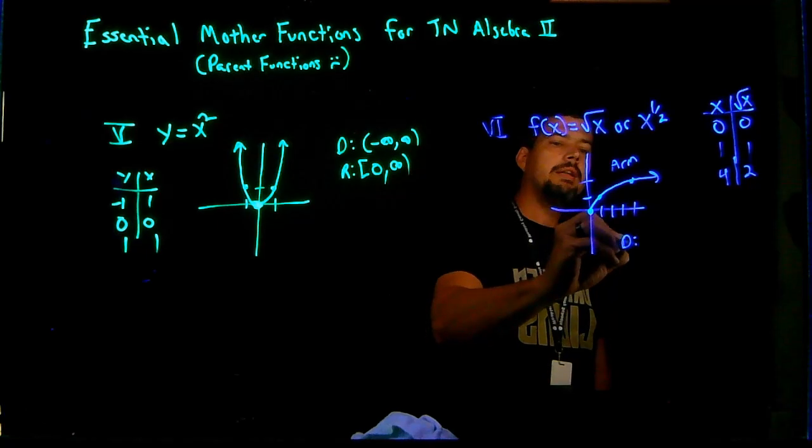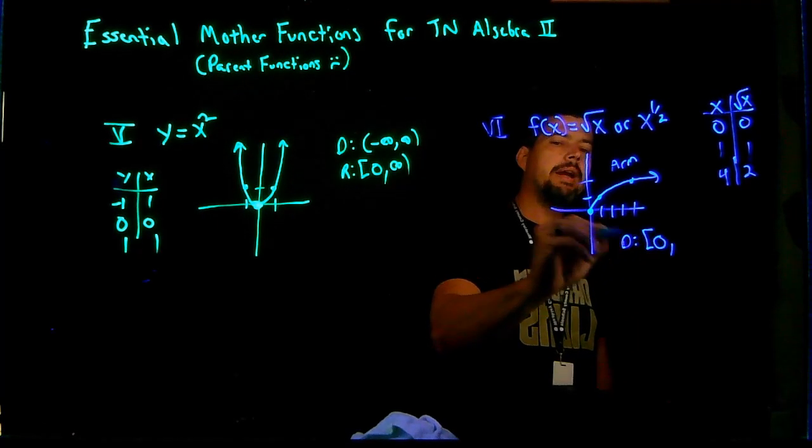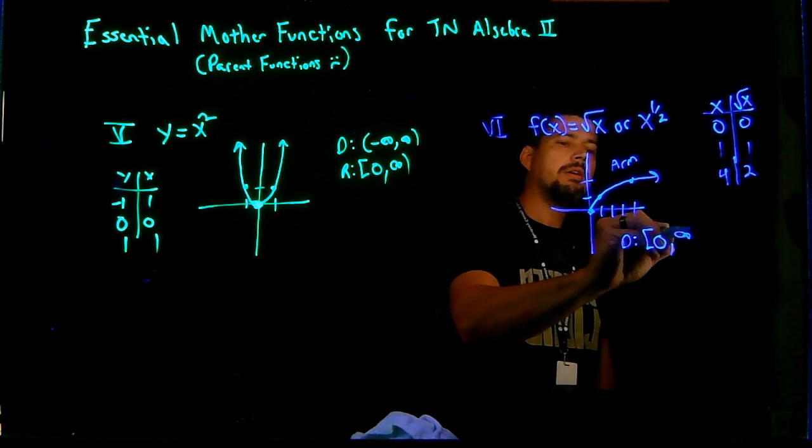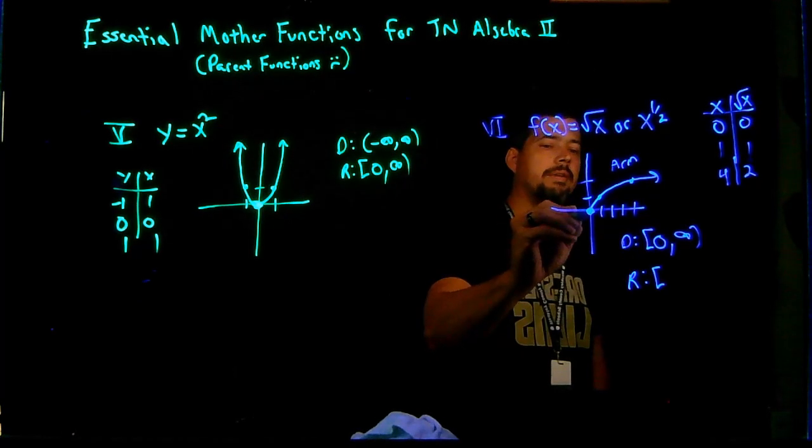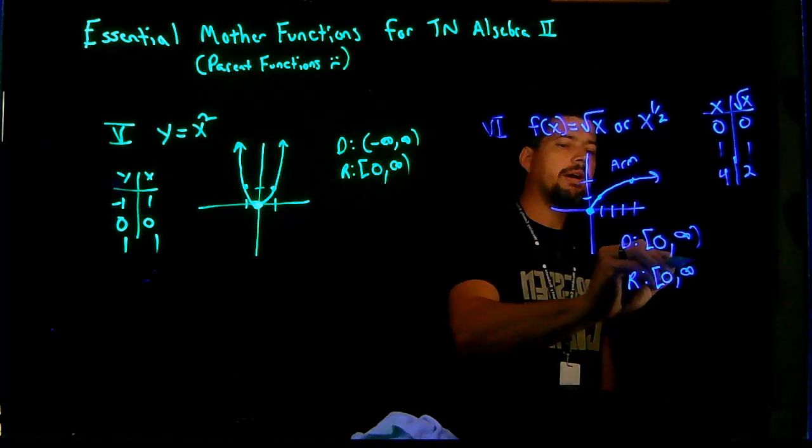Its domain, its low x value is 0. The bracket, because that was a nice solid dot, runs right forever. Its range is also the same thing. The low y value is there at 0, and it rises forever.